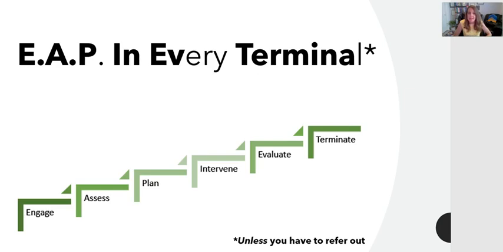So the way I remember it is EAP in every terminal, and that stands for engage, assess, plan, intervene, evaluate, and terminate. EAP was already an acronym that I remembered because most people associate EAP with employee assistance programs. And so instead of it standing for that, I just used the same acronym that's already in my head and reapplied it to stand for engage, assess, and plan. The IN is for intervention, the EV is for evaluate, and termina is for terminate. So I'm going to talk about each of these in a little bit more detail, and then also this little asterisk that I have here.